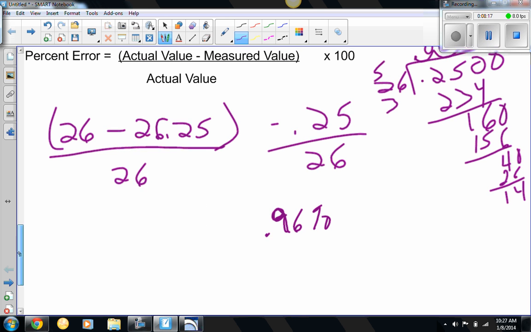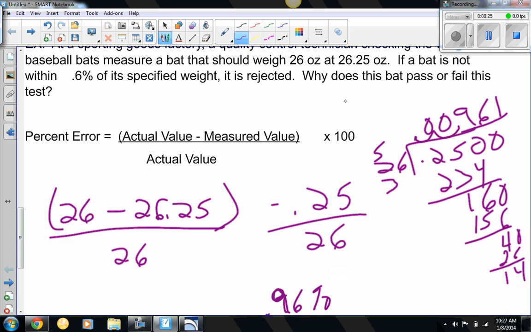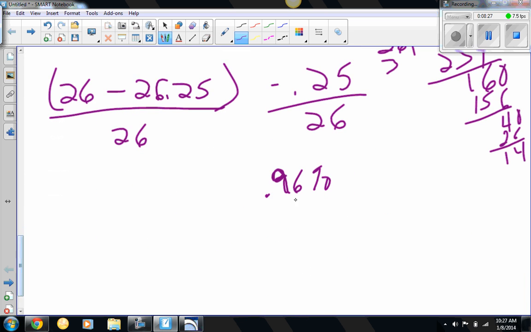Okay? So if I go back up here and look, it says if the bat is not within 0.6% of the weight it's supposed to be, it's rejected. So why does it pass or fail? Well, is this higher or lower? It fails, right? Because it's 0.96, not 0.6. It's way too high, according to what they tell you it needs to be.